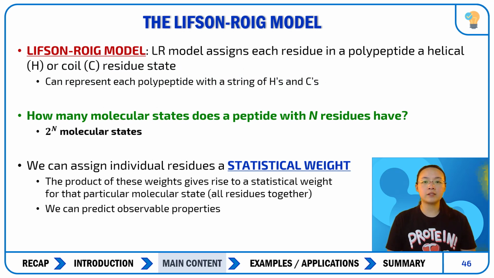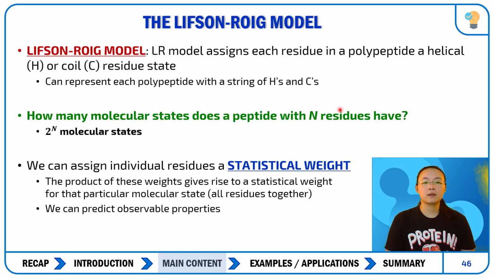Let's start with the Lifson-Roig model, which you've probably seen before. It's the one we just covered in the previous section. We're basically going to assign each residue in a polypeptide a helical or coil residue state. So you either have H or C. This is called the Lifson-Roig model because it is a statistical weight model. Before, we simply just used H's and C's. The Lifson-Roig model applies a model to allow us to calculate the probability of certain conformations.